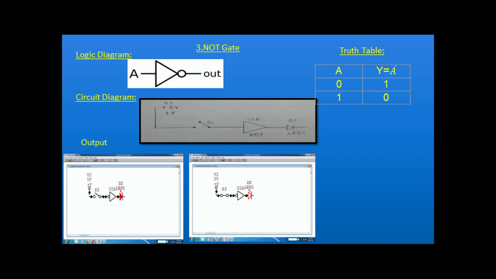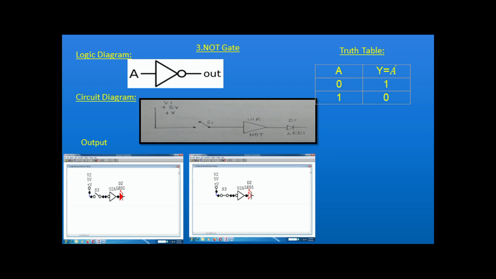You can see the diagram. You can see the truth table. If A is equal to 0, the output Y is equal to 1. If A is equal to 1, then Y is equal to 0. Okay, so here also I showed the circuit diagram.